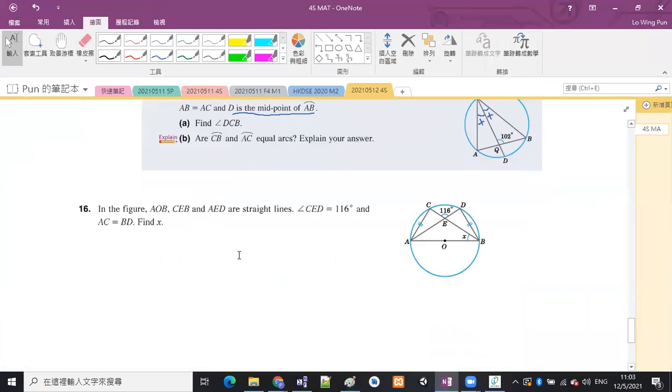Okay, so let's check the answers for number 16 and number 18 first. In the figure, AOB, CEB, and AED are straight lines. Angle CED is 116 degrees, okay? And AC is equal to BD. Find X.